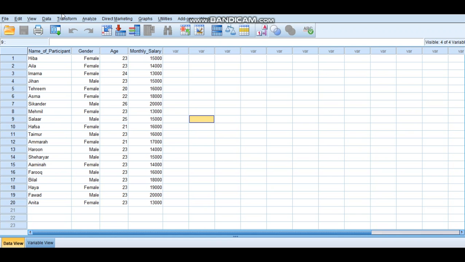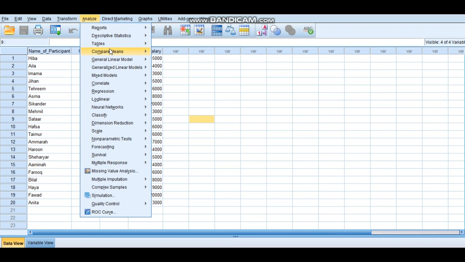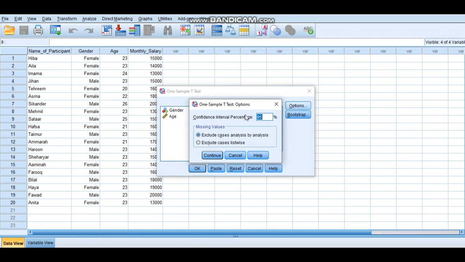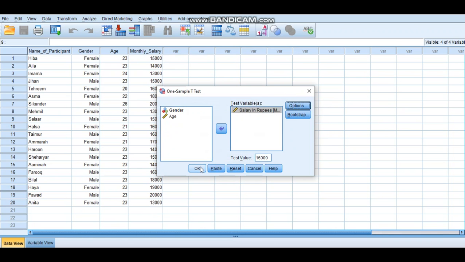Alright, now go to analyze, compare means, and then select the one sample t-test. Here we'll drag the salary in rupees into the test variable box. We'll put 16,000 in the test value box, and we'll go to options. We can see that the confidence interval percentage is set to 95%, so we press continue and we press OK to get the results.